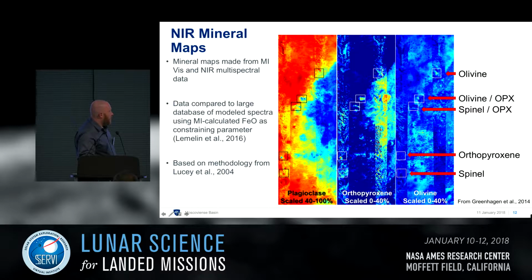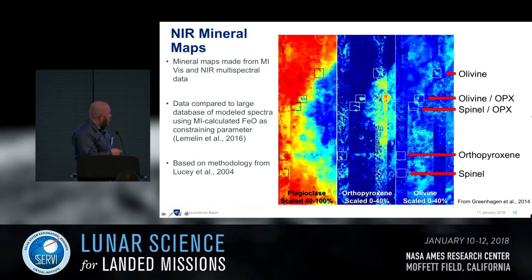Worked with Paul Lucey a few years ago to start an effort to revise his mineral mapping algorithms that he had produced back in 2004, but now using the multiband imager data. Lemelin et al. has talked about this at a number of conferences, and the data is available on the USGS, but the publication isn't quite out yet. It basically uses Hapke modeling of near-infrared spectral parameters to reproduce the observed spectra, and then using iron as the constraining parameter.